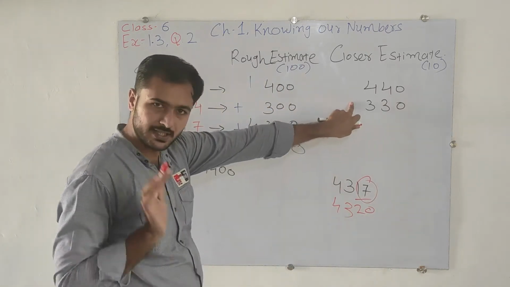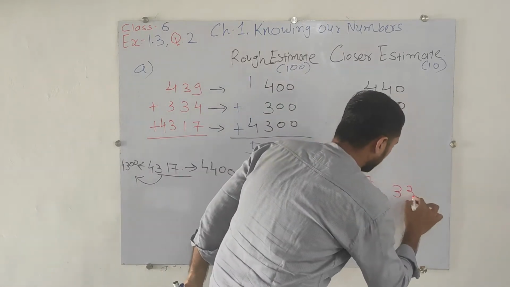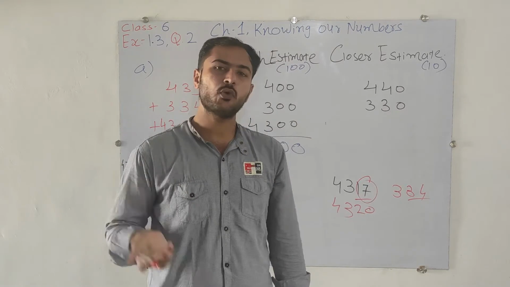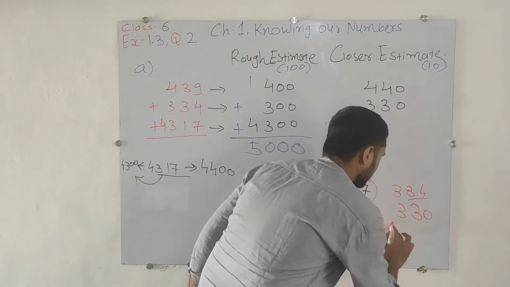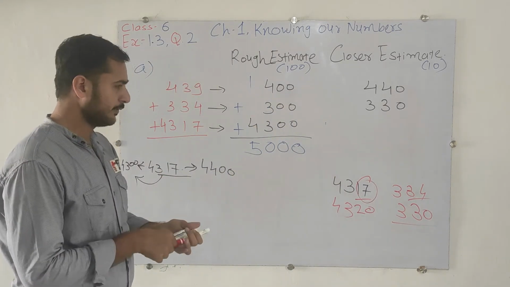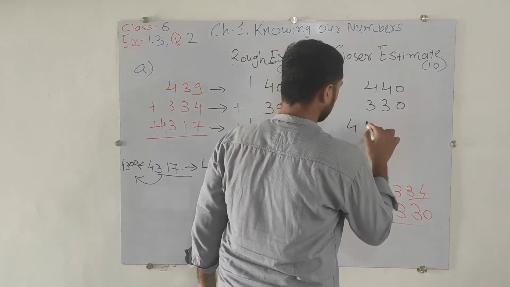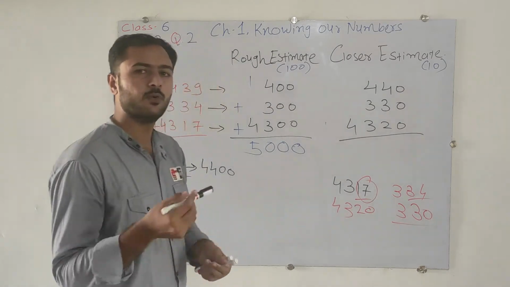Here also we actually did the same thing. Here is 334. We select the 34. 34 is nearby to 30 or 40, nearby to 30, so in place of 34, I will write 30. That's why it is 330. So for 4317, I will write 4320. Now in the next step, what will we do? We will simply do the addition process.